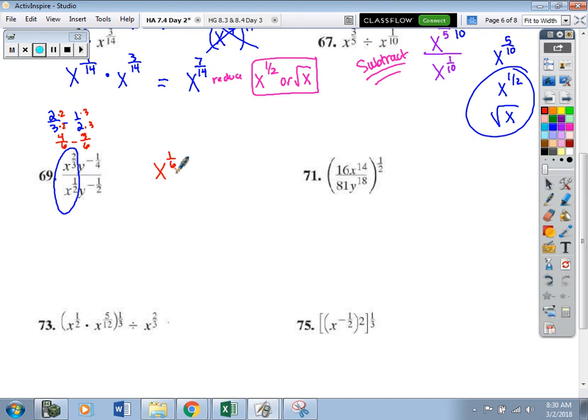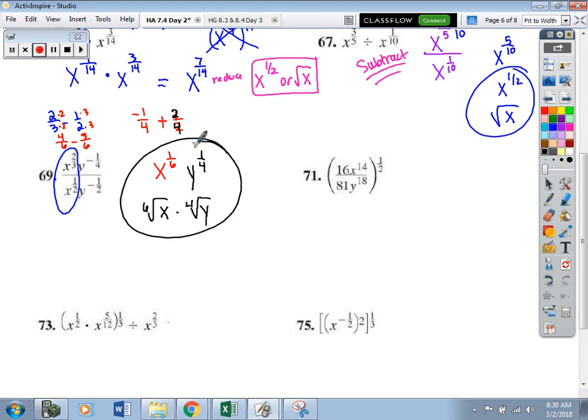Now for the y's, we have negatives. So it's up to you whether you just want to subtract with the negatives, or some students like to move them. So some students will move the y to the negative 1/2 up here, and y to the negative 1/4 down here, and then subtract. Doesn't matter, whichever you prefer. I usually go straight to subtracting. So this would be negative 1/4 minus a negative, which becomes a positive 1/2. And again, I would change this to be 2/4. So negative 1/4 plus 2/4 is 1/4. And then you can either leave your answer like that, or you could make it the 6th root of x times the 4th root of y. Same answer.